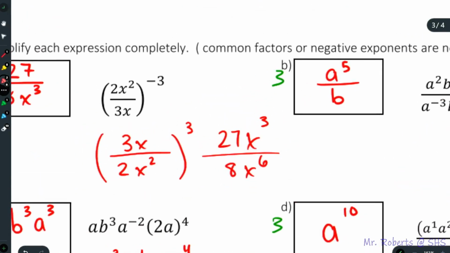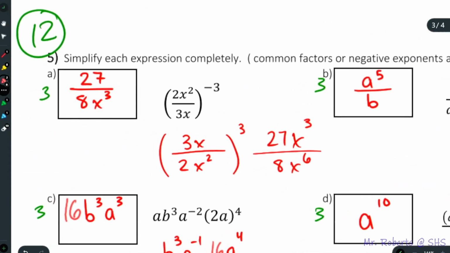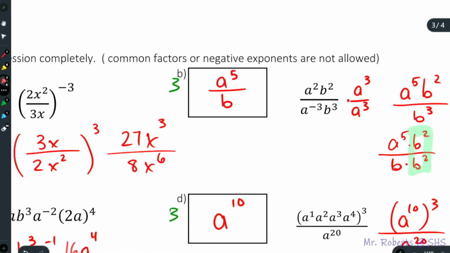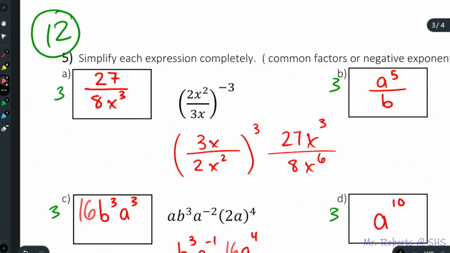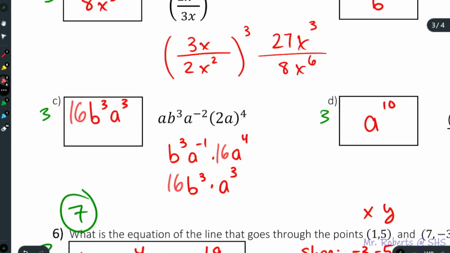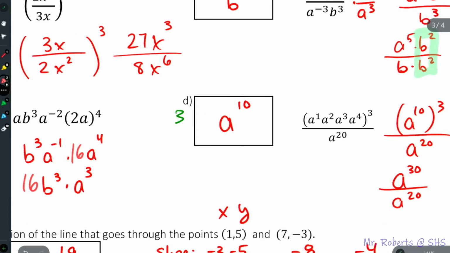Keep going here. This one was 27 over 8x to the third. B was 8 to the fifth over b. C was 16 b to the third a to the third. D was a to the 10th power.